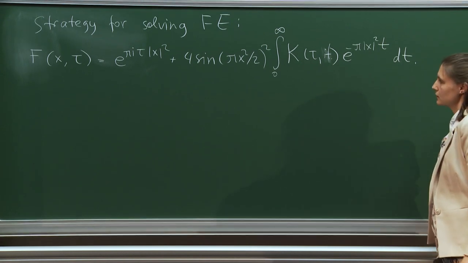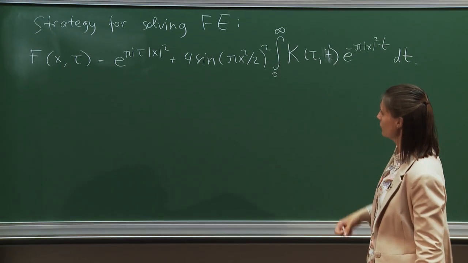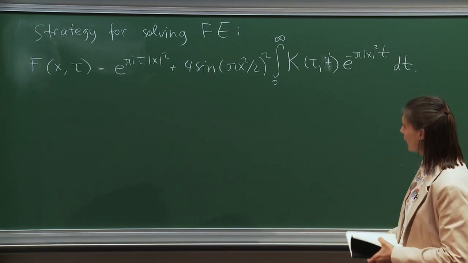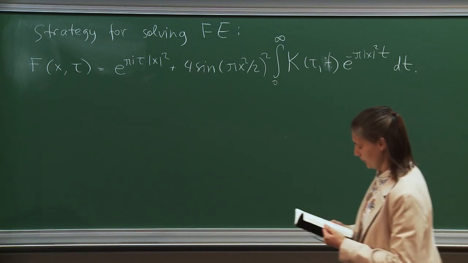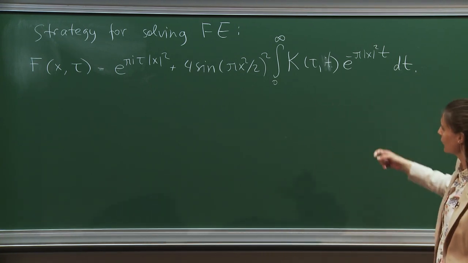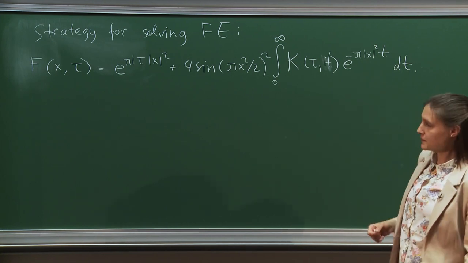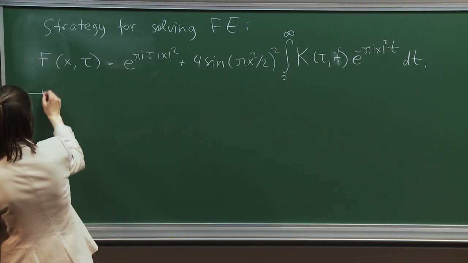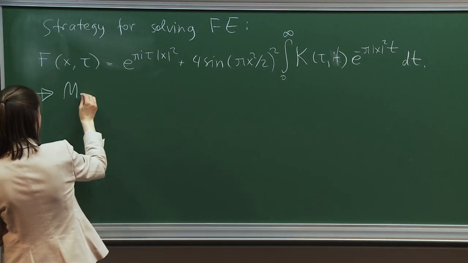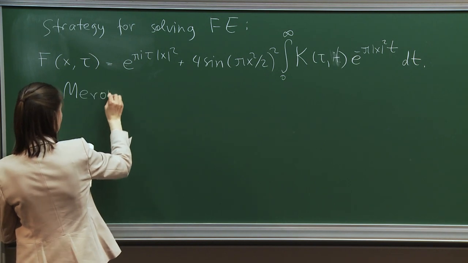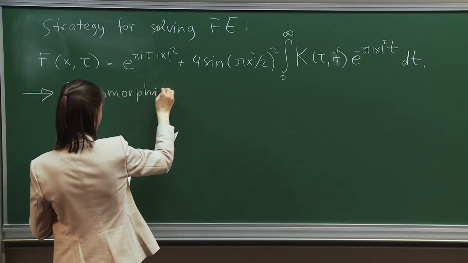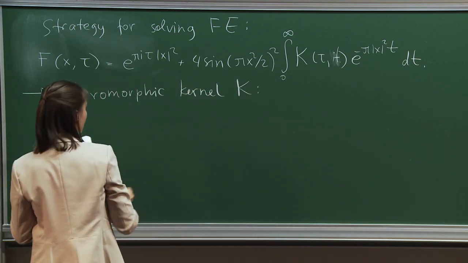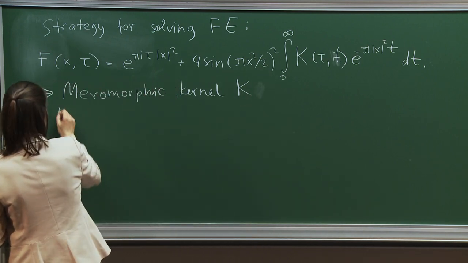And so this function K, which we want to take here, we also assume that it is a meromorphic kernel on the product of two upper half planes, and that it has the following properties. We have introduced this kernel in the previous lectures. So the properties of K.